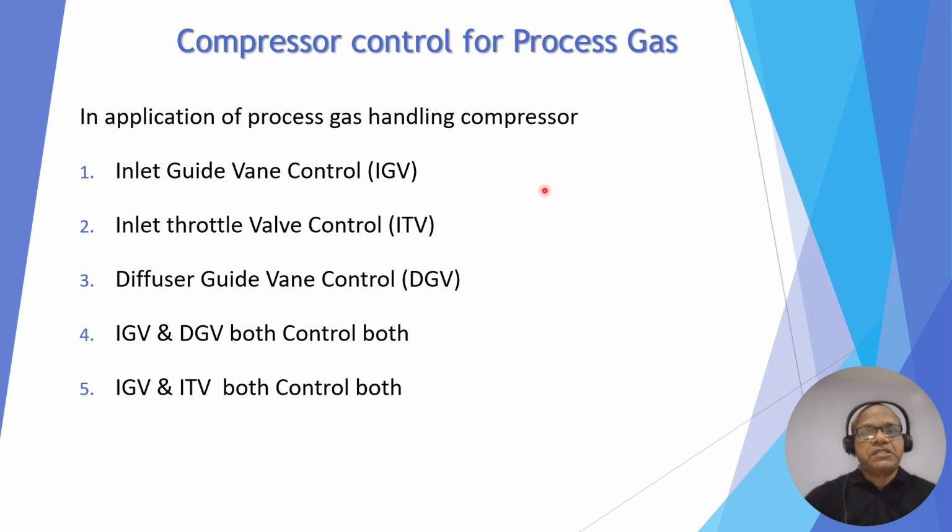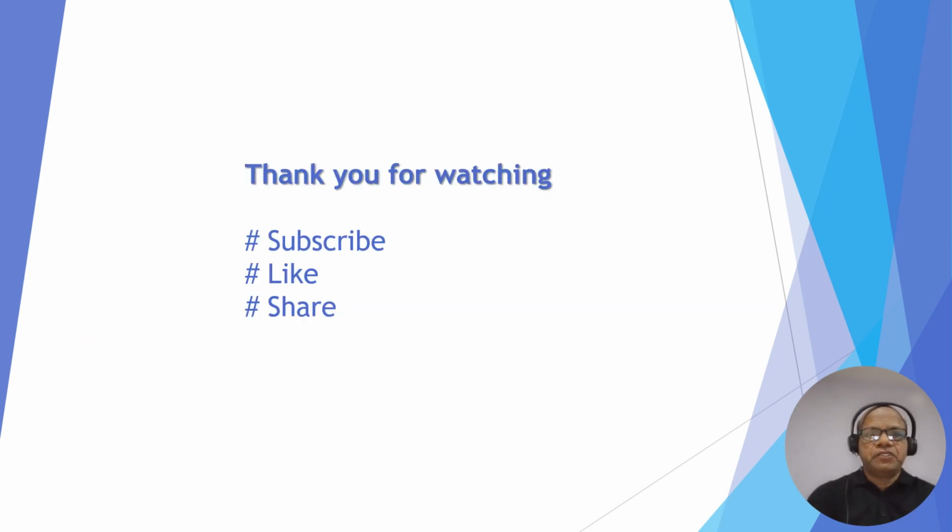In the case of a compressor used for process gas, there can be inlet guide vane control, inlet throttle valve control, diffuser guide vane control, or IGV and DGV both controlling, or IGV and ITV both controlling. So all five types of control are possible for a compressor used for process gas.